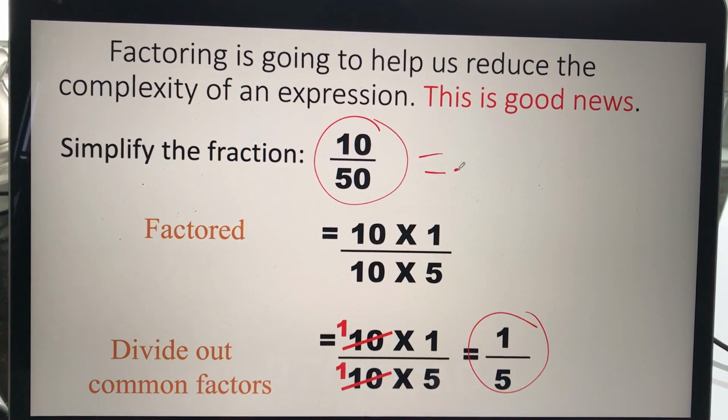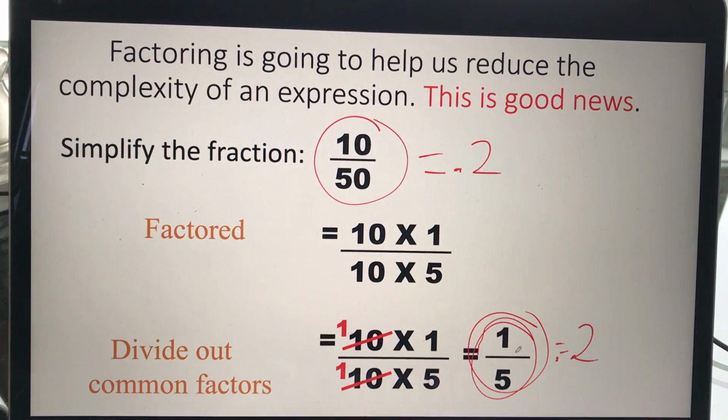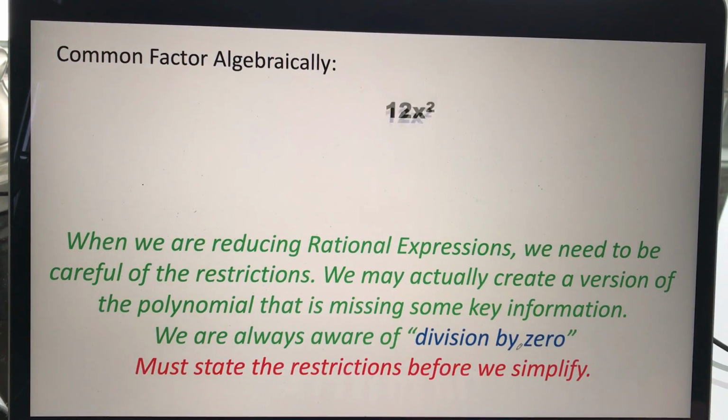We know 10 over 50 and 1 over 5 is the same number, it's the same value. They're both equal to 0.2. If I put that into my calculator, I get 0.2 on both of them. But this is a simpler form because the numbers are lower. So we like that. That's what we mean by a simpler form.